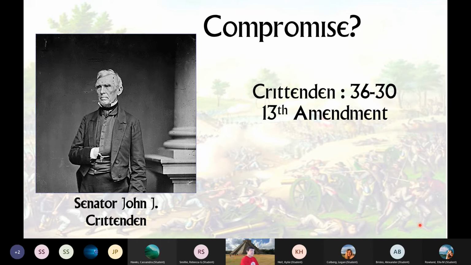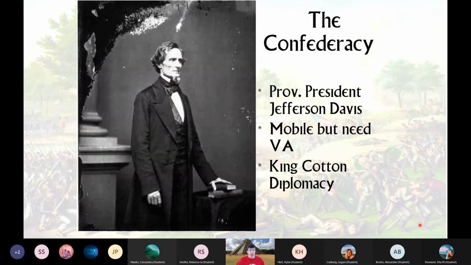Crittenden is a classic example of what's going to happen with the Civil War. Crittenden was from Kentucky, a border state that stayed loyal to the Union, but a lot of Kentuckians joined the Confederacy. His sons, he had two sons that joined the Confederacy and one son that joined the Union. He stayed loyal to the Union. It showed that this really was a civil war. So let's get to the Confederacy.